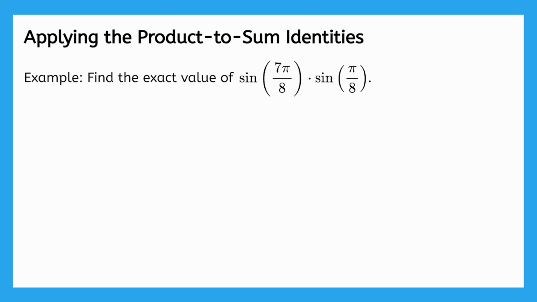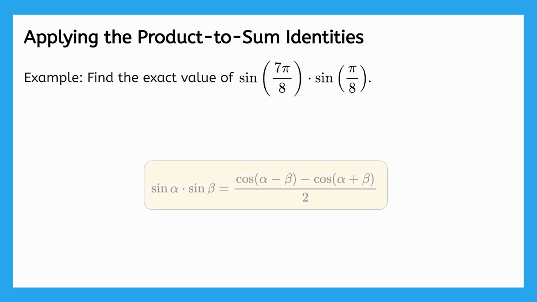In this example, we want to find the exact value of sine of 7 pi over 8 times the sine of pi over 8. Since this is a product and we don't know the sine of 7 pi over 8 or pi over 8 from the unit circle, this is a good opportunity to use a product to sum identity.